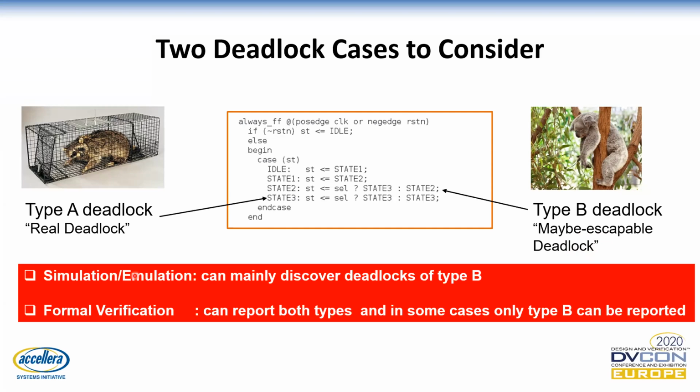Usually, simulation and emulation can mainly discover deadlocks of type B. Formal verification can report both types. And actually, in a lot of cases, only type B. So this is the subject of the presentation here, and we'll talk a little bit in detail about this.